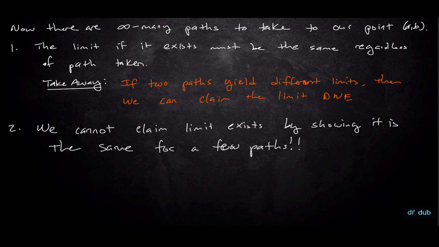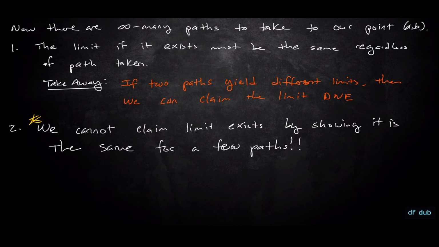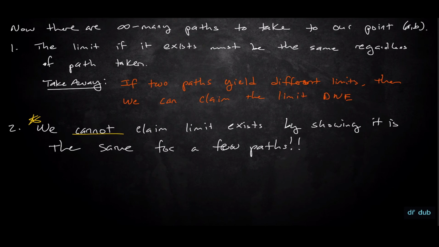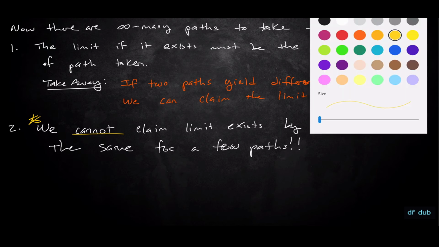So that's extremely important. We cannot claim the limit exists by showing it is the same for a few paths. There are infinitely many paths that approach this point a, b. So we'd have to show that every possible path, which we can't because there are infinitely many, yields the same limit. So that's a problem. And we're going to remedy that with continuity next time, I think. So we'll pick back up here next time with some continuity. But for now, all I want to do is show you how to show that a limit does not exist.